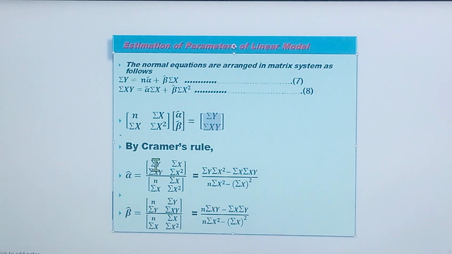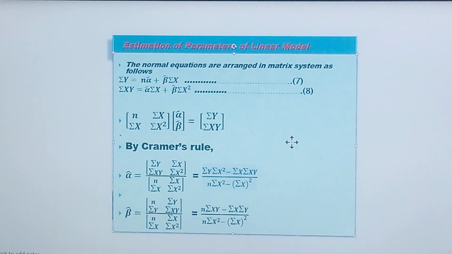This is what I'm saying here. You can see that the difference between the matrix at the top and the matrix at the bottom here is just this column here. This column, the column summation y and summation xy, that we replace with this n and summation x. Then we divide it by the original matrix. So what do we do now?